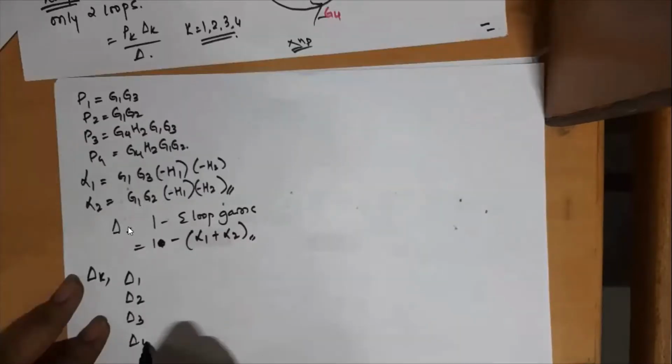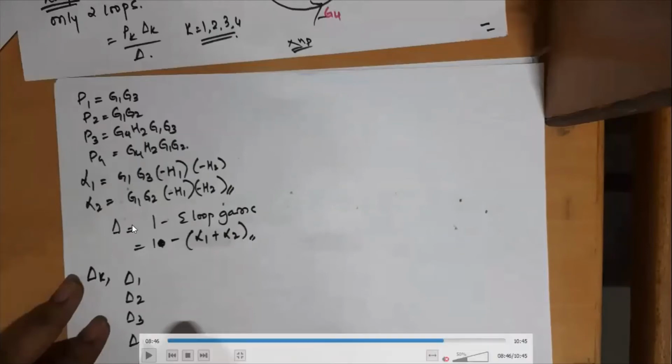Next, let us determine the determinant of the graph. So delta is equal to 1 minus the summation of loop gains. The summation, as I said, is very simple: just add up all the gains. For the sake of simplicity, I have written the summation of loop gains as L1 and L2. So it is 1 minus L1 and L2.